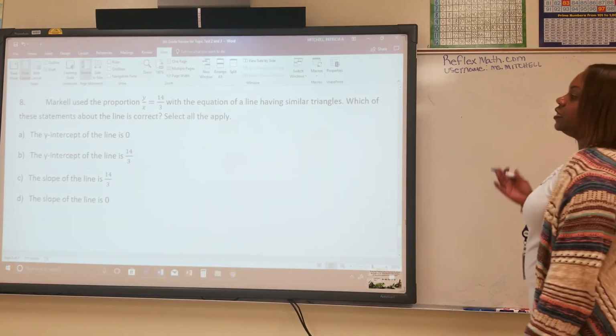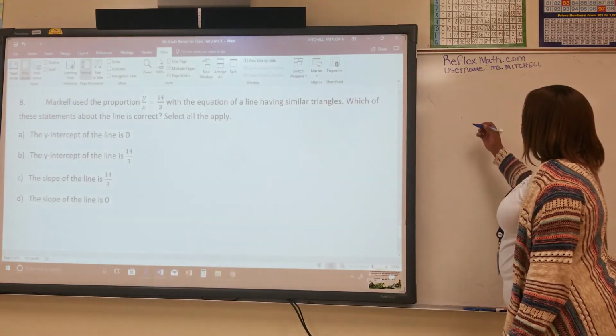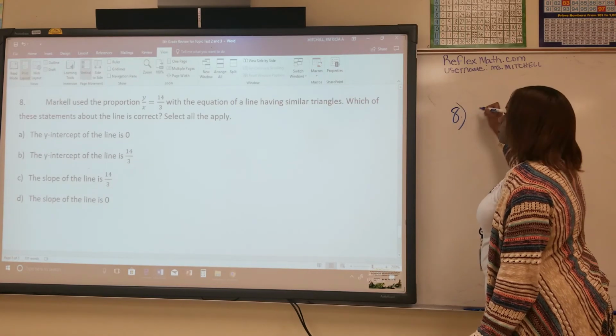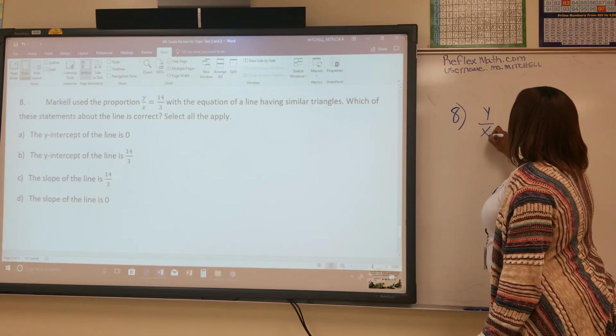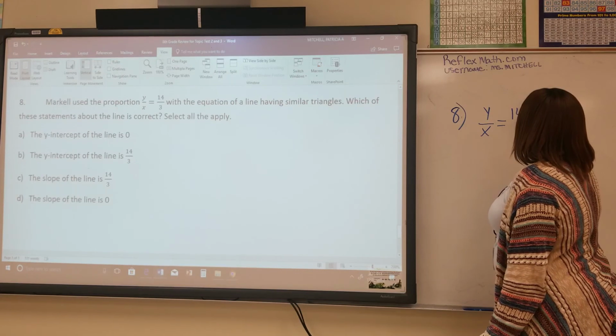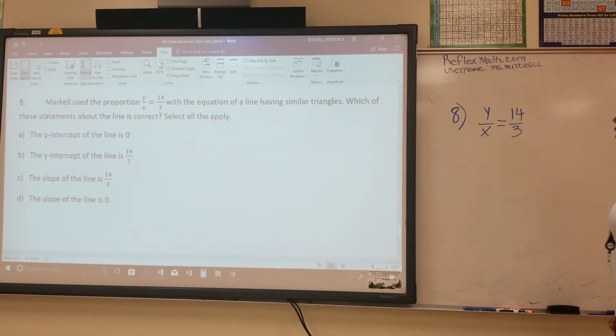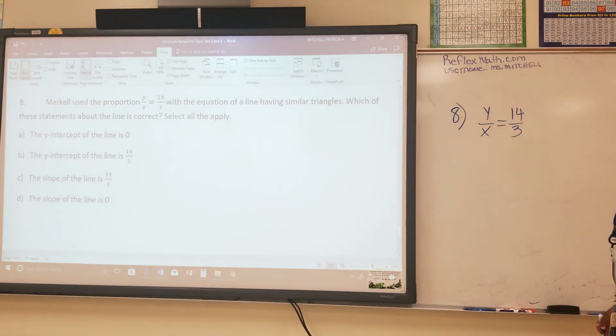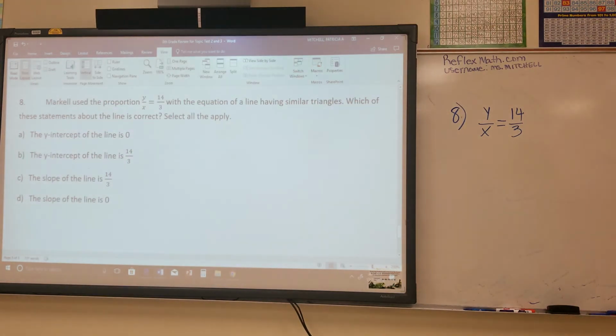All right, here they said Markel used the proportion. And this is number 8. Y over x is equal to 14 over 3. Okay, with the equation of a line having similar triangles. All right, so here they also gave us options A, B, C, and D. A says the y-intercept of the line is 0. B, the y-intercept of the line is 14 over 3. C, the slope of the line is 14 over 3, or D, the slope of the line is 0.